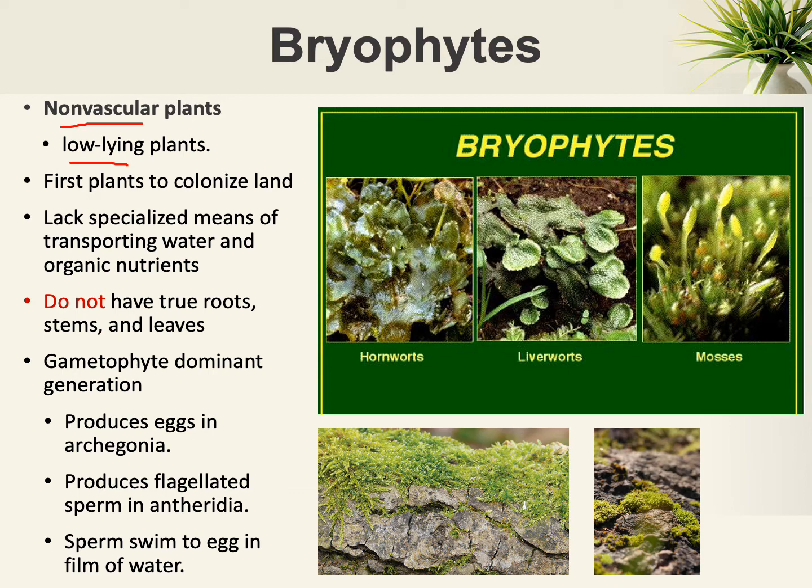They are the first plants to colonize land, but they lack specialized means of transporting water and organic nutrients. They do not have true roots, stems, and leaves. Their dominant generation is the gametophyte. They produce eggs in the archegonia and flagellated sperm in the antheridia, and the sperm then swims to the egg in the water. So they need water or a moist environment to complete their life cycle.